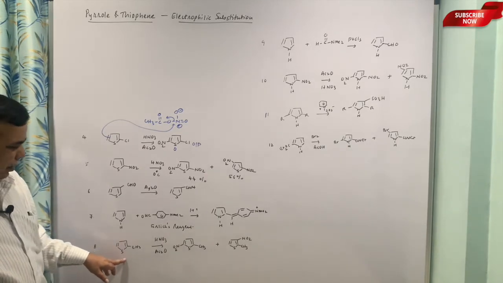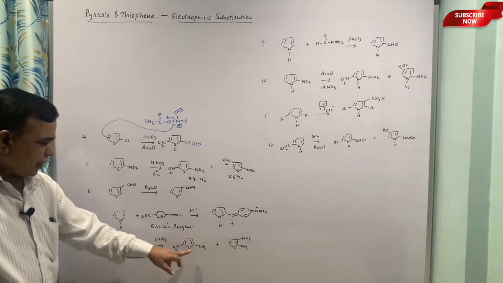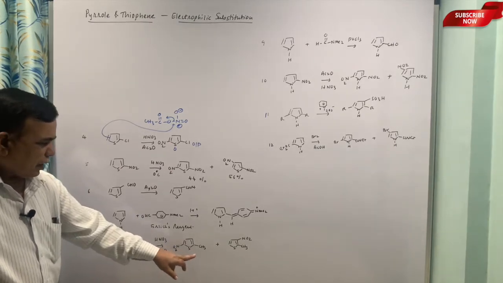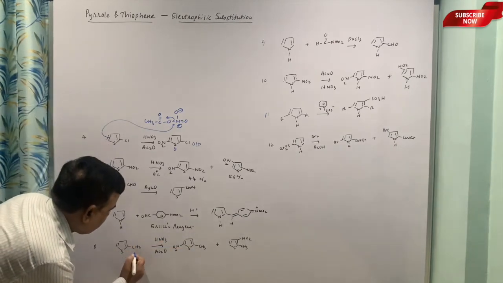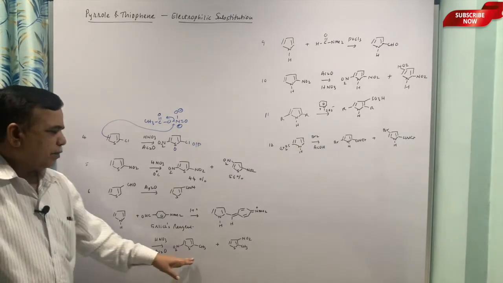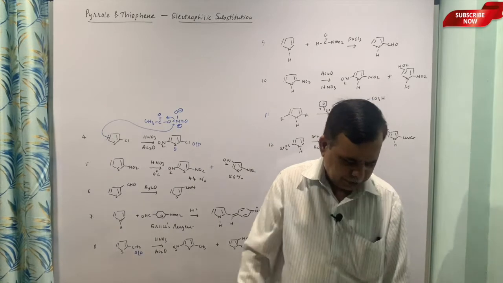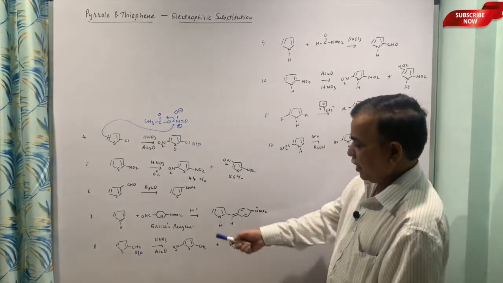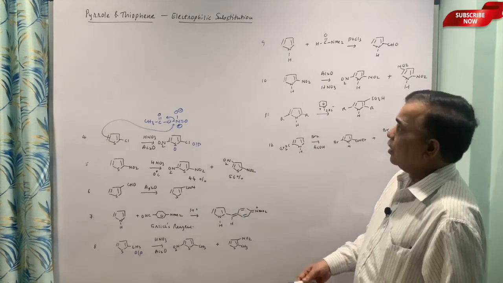Then 2-methyl thiophene, nitric acid, acetic anhydride, you get two products, para with respect to this and ortho with respect to this, because this is an ortho para orienting group. So you get both the products as a matter of orientation, which is governed by the methyl group over there. So the mechanism remains the same.